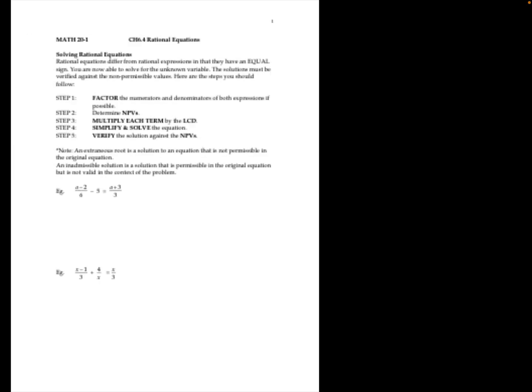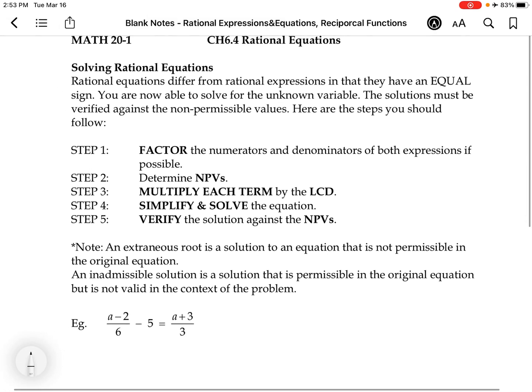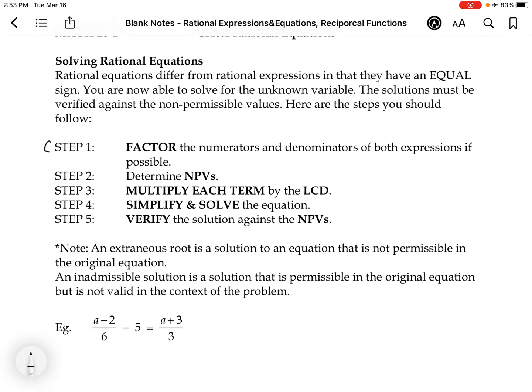These two steps are what we do for all rational expressions. We have to factor and state non-permissibles. Then multiply each term by the LCD. Well, we just did that.